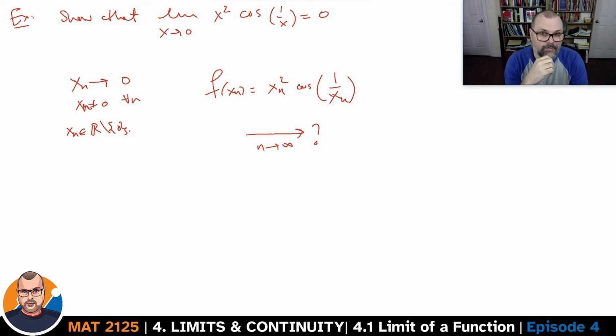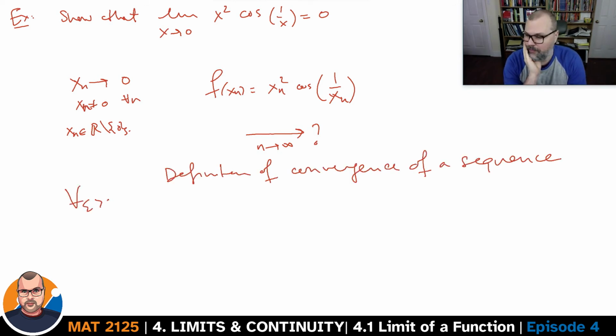Right? Because you have this problem. You can't just use the properties of sequences. So here you have to go and use the definition of convergence of a sequence. For every epsilon greater than 0.